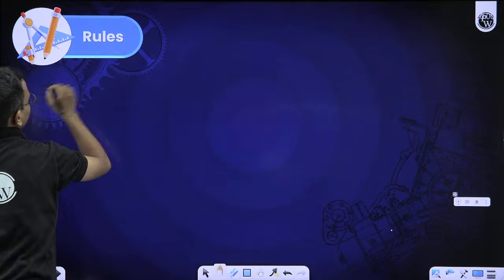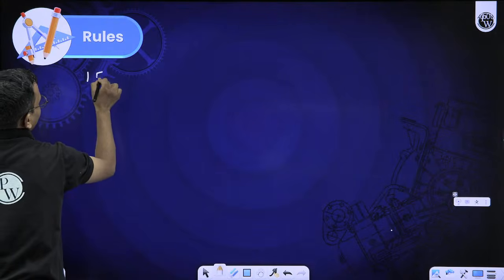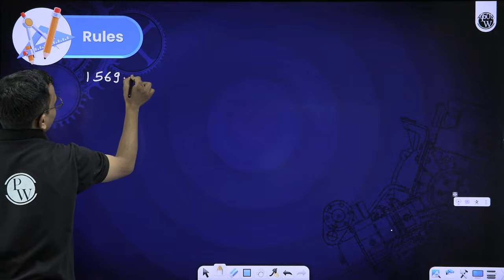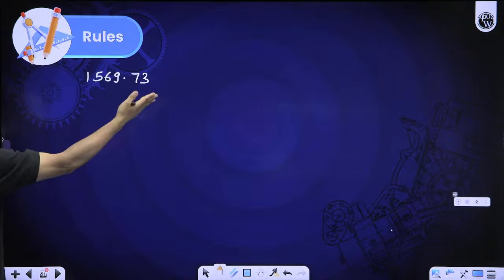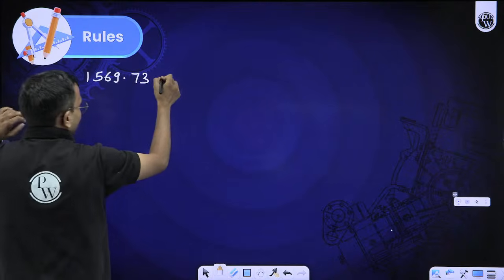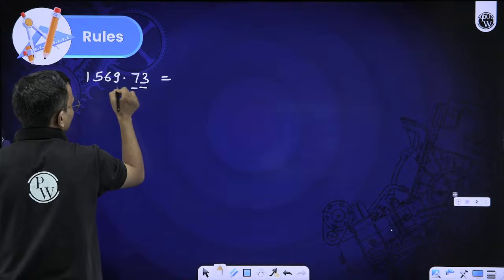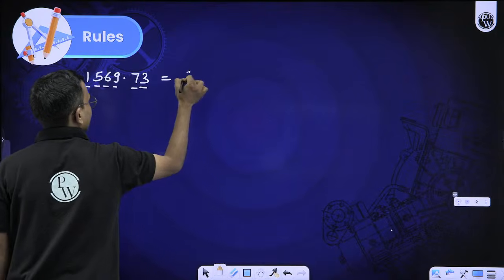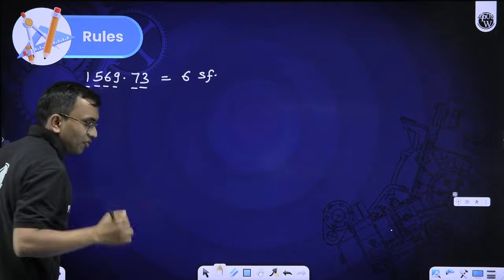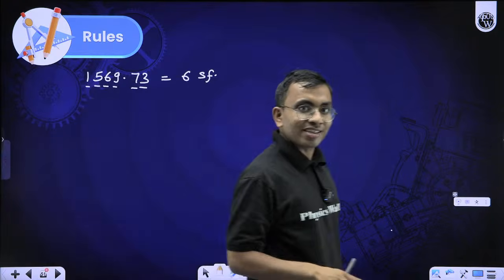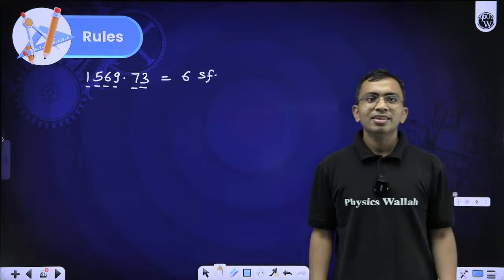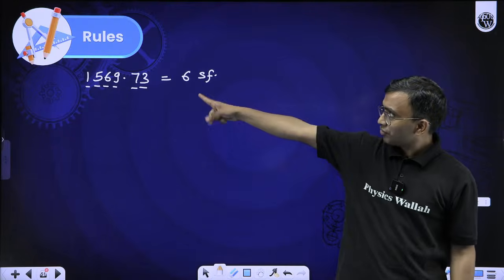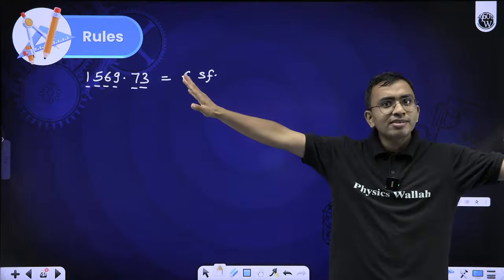Let us take a number like this. How many significant figures are there? If 0 is not there, all the digits are significant. You will say here 1, 2, 3, 4, 5, 6. 6 significant digits. If 0 is not there, all the digits are significant. Only the confusion is with 0. Without 0, all the digits are significant.